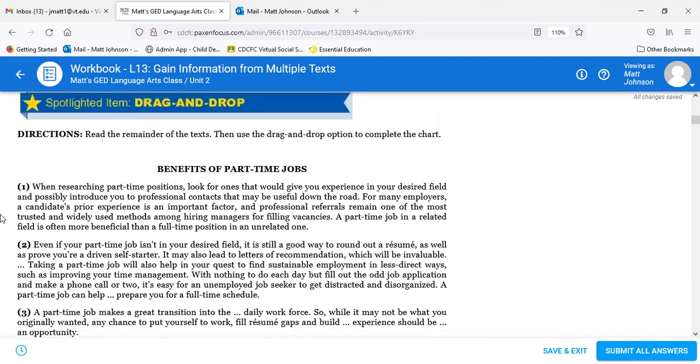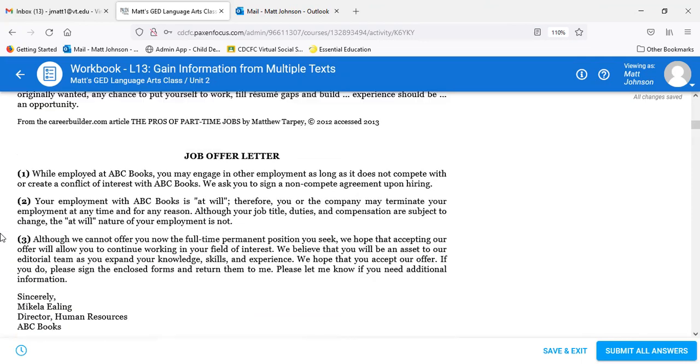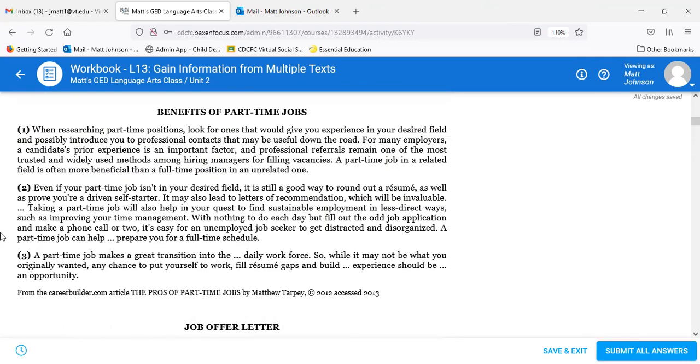So we have 2 new passages. We're going to have a drag and drop activity at the bottom. How about Sasha Gay? Will you read our first passage there?